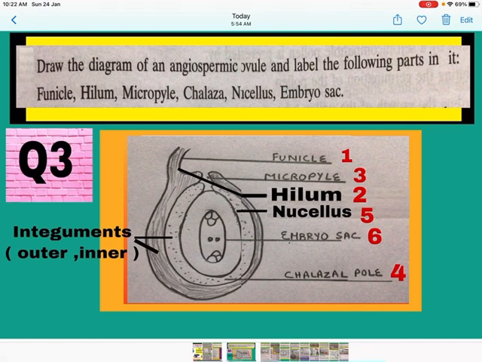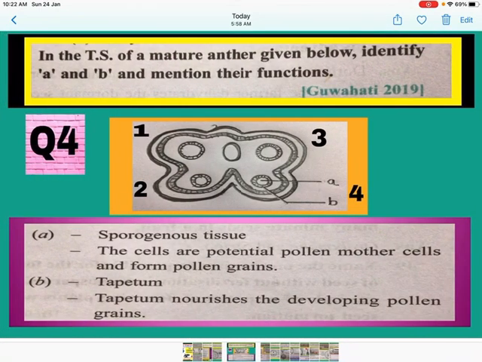Okay, next is: in the TS of mature anther given below, identify A and B and mention their function. As you know, anther is the male part of the flower and it is bilobed, and each lobe has 2 microsporangia. So there are in total 4 microsporangia. You can see in the diagram 1, 2, 3, 4 present in the mature anther, and in the 4th microsporangium you have to identify A and B and write the functions of these.